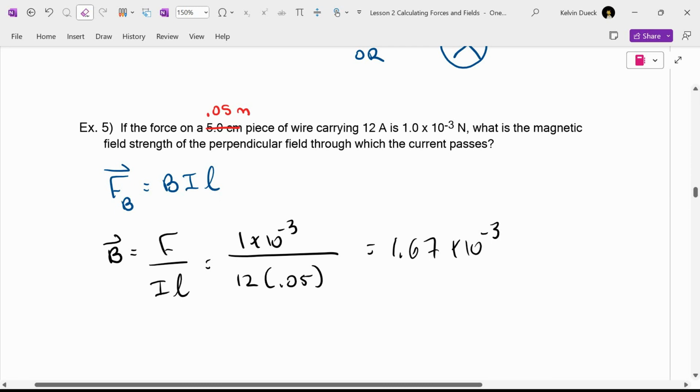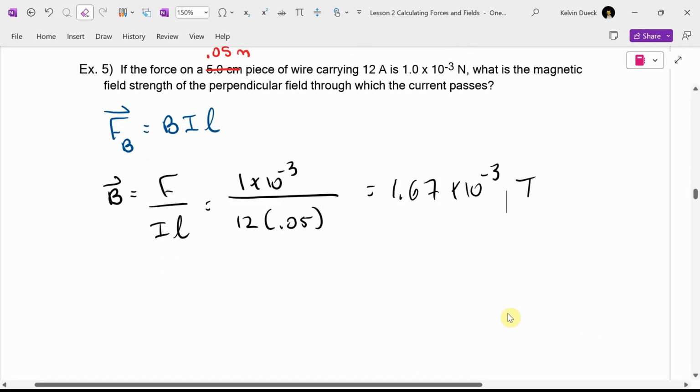This is our new unit, Teslas. Is that very big? Stronger than Earth's magnetic field? A really big magnetic field is 1 Tesla. Like I said, Earth's magnetic field is on the order of 10 to the negative 5 Teslas. And I think now we're turning the page.